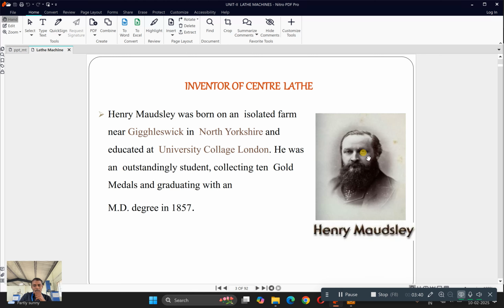So the father of the lathe machine is Henry Maudslay. He was born on an isolated farm near Giggleswick in North Yorkshire and educated at University College London. He was an outstanding student, collecting 10 gold medals with an MD degree in 1857. So this is the person who invented the lathe machines. Based on his invention only, we are able to develop so many different types of lathe machines like automatic lathe, Swiss type lathe, capstan and turret lathe, etc. So he is the father of this invention.